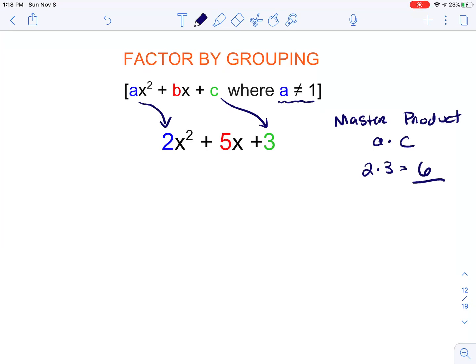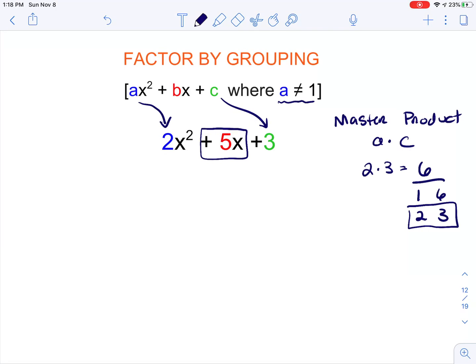Now that we've found the master product, we're going to do something that should be familiar to us. We're going to look at the factors of that master product, 1 and 6, and 2 and 3, and find the set that with signs add up to my b value. In this case, 2 plus 3 adds to 5 and also multiplies to 6.